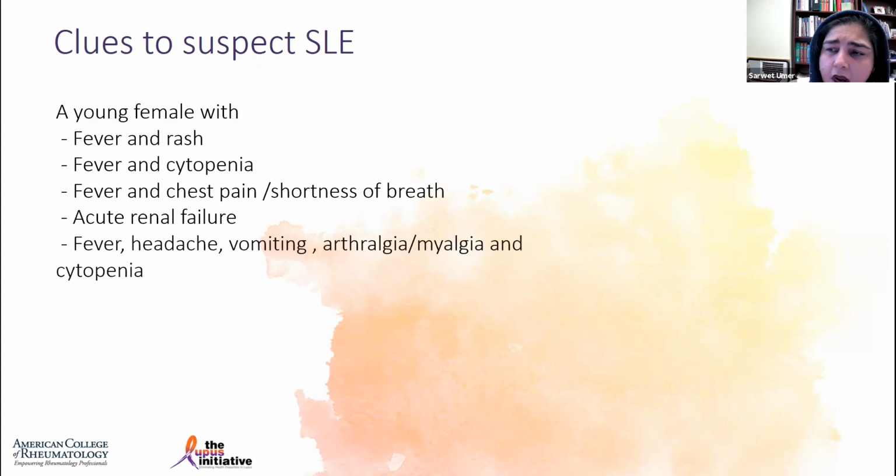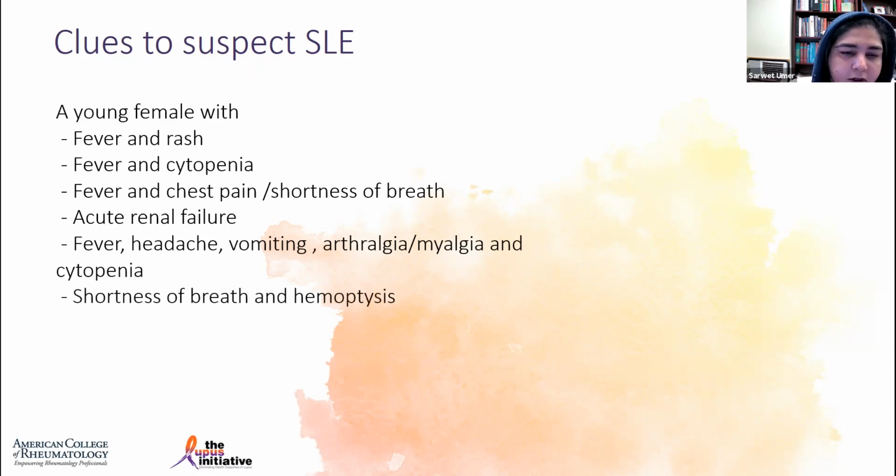Fever, headache, vomiting, arthralgia, myalgia, and cytopenias, another way of lupus patient presenting. Shortness of breath and hemoptysis, lupus patients can present with pulmonary hemorrhage. So they come with coughing up blood. They are very sick looking.